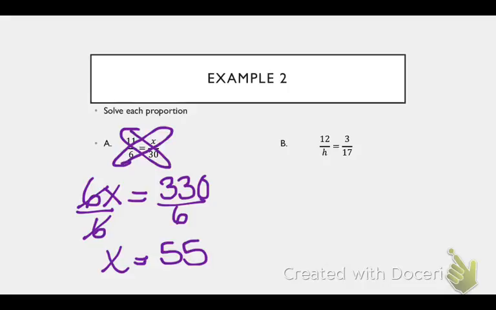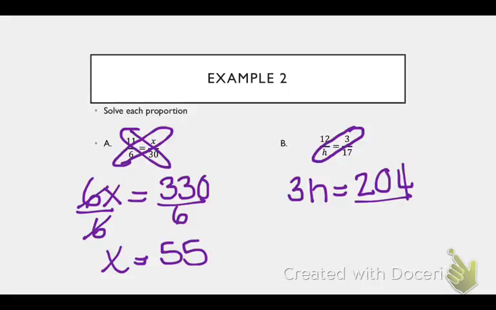Now, often students ask me, does it matter which product you do first when you are multiplying? It does not. Often kids like to do the one with the variable first, and that's fine. So 3h is equal to 12 times 17, which would be 204. And then again, divide each side by 3 to get an answer of h equals 68. And that's the value that would make this proportion true.